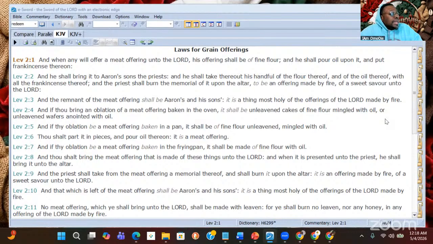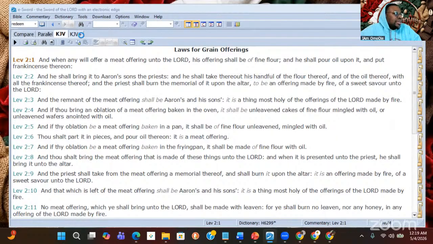Okay. And when any will offer a meat offering unto Jehovah, his offering shall be of fine flour, and he shall pour oil upon it, and put frankincense thereon. And he shall bring it to Aharon's sons, the Cohen, so the priest, and he shall take thereof.